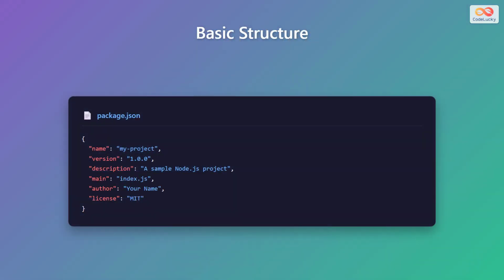Here's the basic structure of a package.json file. At its core, it's a JSON object containing key value pairs. The name field specifies the name of your project. The version field indicates the current version of your project, following semantic versioning. Description provides a brief summary of what your project does. Main specifies the entry point of your application, usually the main JavaScript file. Author lists the author of the project, and license specifies the license under which the project is released, such as MIT.